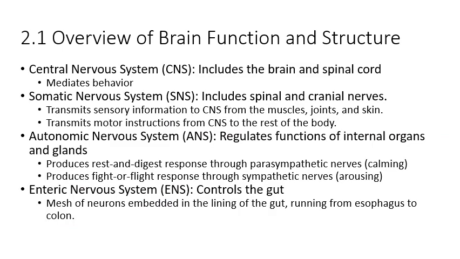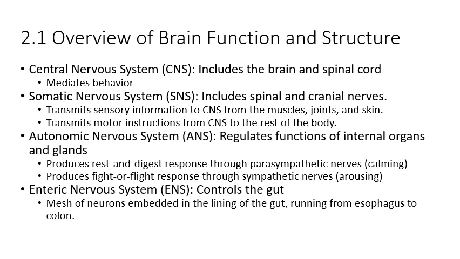So the central nervous system is what we usually think of as the human nervous system. This includes the brain and the spinal cord, and this mediates behavior. So this is responsible for most of our higher level behaviors. The somatic nervous system includes the spinal and cranial nerves. So this transmits sensory information from the body to the central nervous system. This comes from muscles, joints, and skin. So this is like what we think of as our sensory organs and sensory systems. And the CNS transmits motor instructions to the somatic nervous system to control movement.